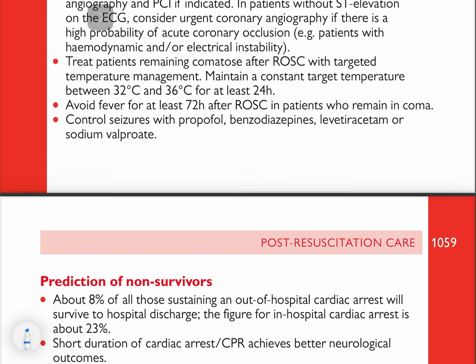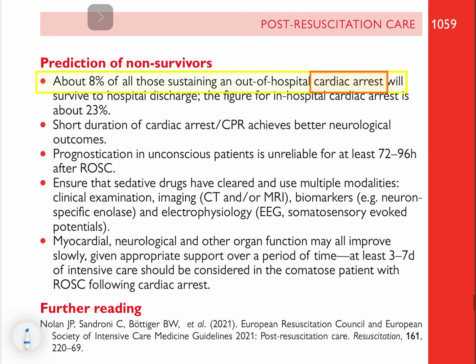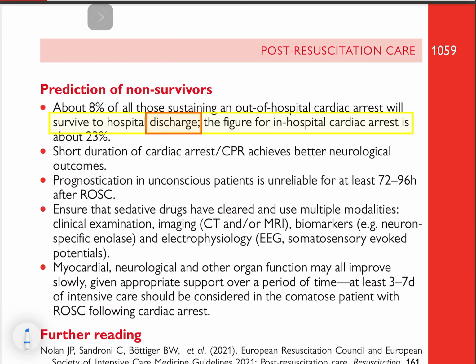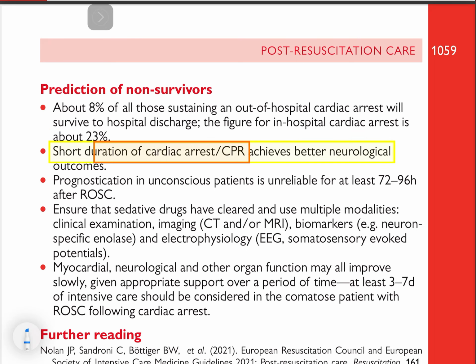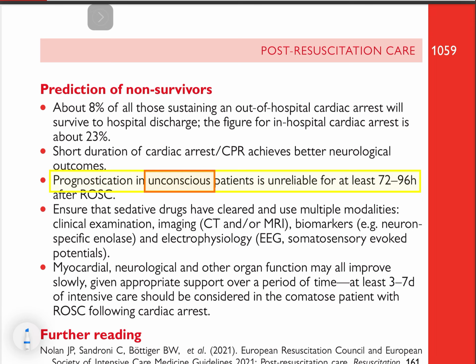Prediction of non-survivors. About 8% of all those sustaining an out-of-hospital cardiac arrest will survive to hospital discharge. The figure for in-hospital cardiac arrest is about 23%. Short duration of cardiac arrest and CPR achieves better neurological outcomes. Prognostication in unconscious patients is unreliable for at least 72-96h after ROSC.